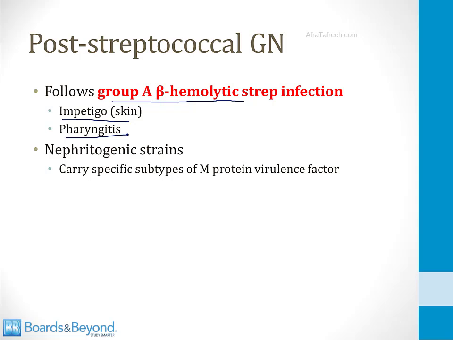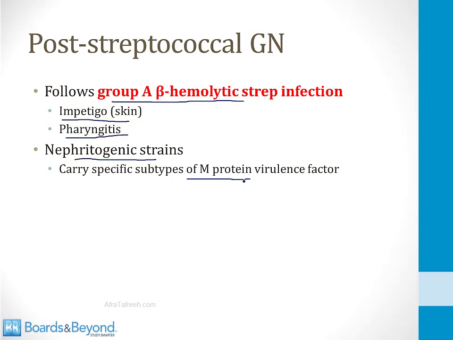Now, you may be aware that a strep infection can also lead to rheumatic fever. What's interesting is that patients generally do not develop both rheumatic fever and glomerulonephritis. They develop one complication or the other. The reason for this is that certain strep bacteria strains are what's known as nephritogenic. This means they carry a specific subtype of the M protein virulence factor that's known to lead to glomerulonephritis.